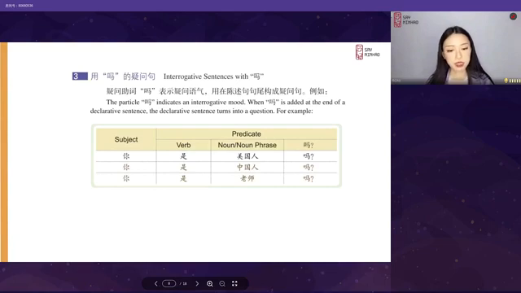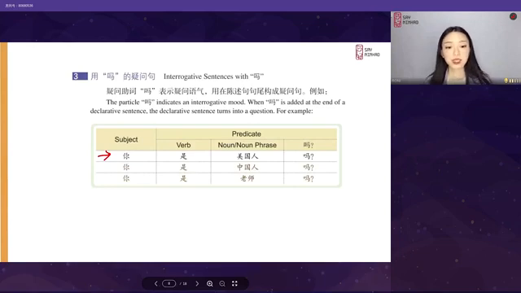The next part is the interrogative sentence with ma, which is the neutral term, okay? Whenever this ma appears, the sentence should be a question. And as we can see, when ma is added at the end of a declarative sentence, it makes the sentence become an interrogative sentence. We've just seen it before. Now let's see more examples.